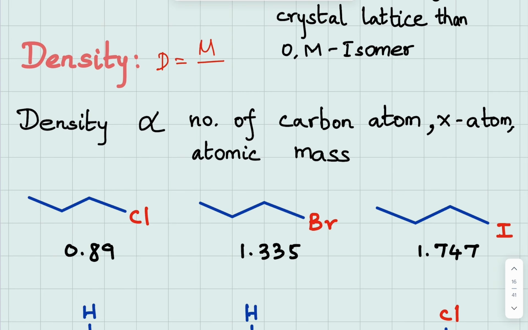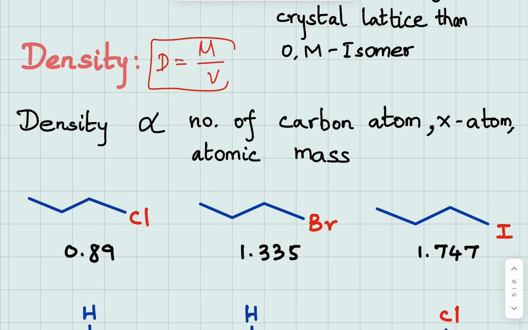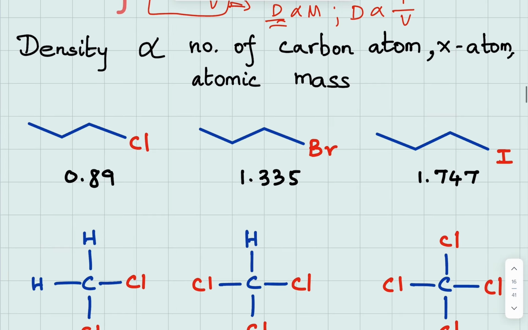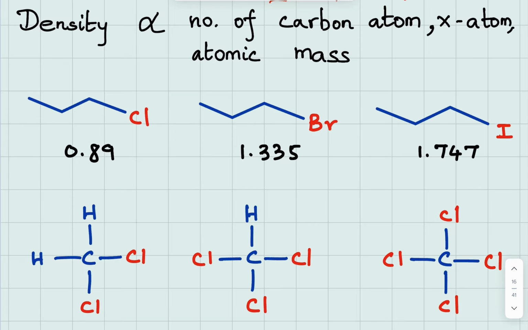Density is equal to mass by volume. So what is the meaning of that? Here in this equation I can derive that density is directly proportional to mass, and density is inversely proportional to the volume. So what is the meaning of that? If the molar mass of the haloalkane increases, obviously the density also increases.